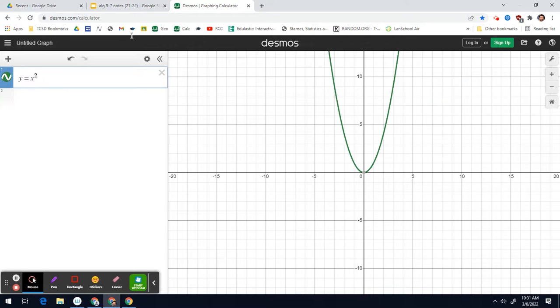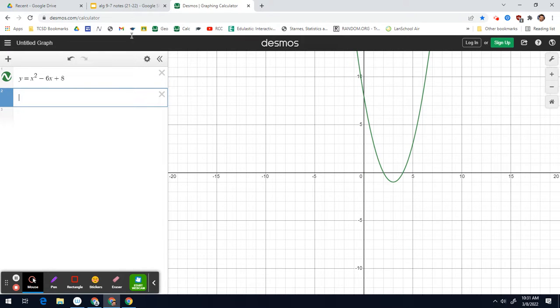So y = x squared minus 6x plus 8. That's the quadratic. There you go. And then y = 2x minus 4. And there is the linear, 2x minus 4. Okay, so I'm going to take this picture, and I'm going to graph it on our notes.